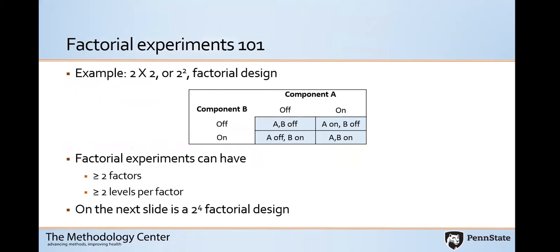Of course, factorial experiments can have more than two factors, and we're going to be examining factorial experiments in a moment that have more than two factors. They also can have more than two levels per factor. In this presentation, I'm going to stick to factorial experiments that have only two levels per factor. There's a good reason for that, which we can talk about during the discussion if you're interested. So on the next slide is a 2x2x2x2 factorial design.